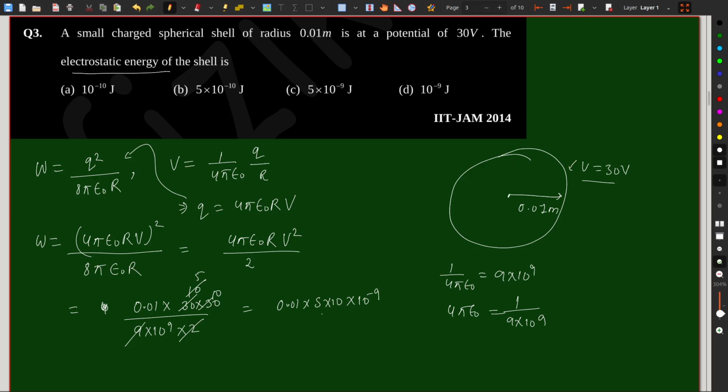So this will be 0.05 into 10 to the power minus 8, and this will become 5 into 10 to the power minus 10 joule. W will be this. So B is the correct option. Okay, so let's move to the next question.